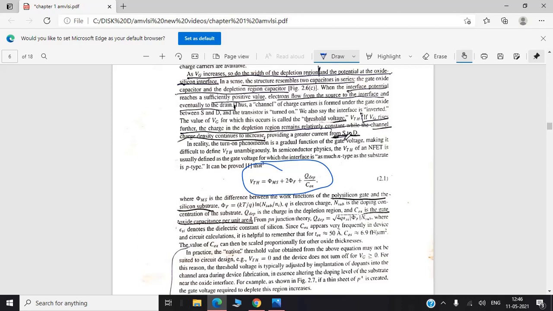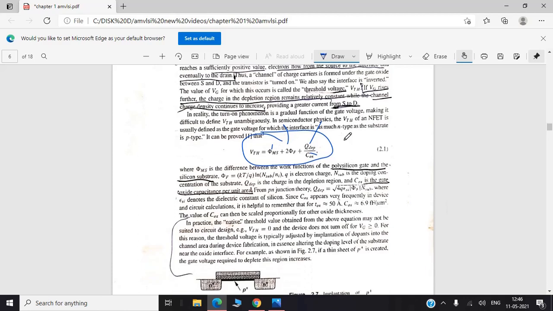If they ask you about these IV characteristics, that is the threshold voltage, first you have to write this threshold equation, draw those diagrams and explain each term. Now let's see the components. First is Q_dep. Q_dep is given by the square root of 4 q epsilon_Si phi_F times N_sub, where epsilon_Si denotes the dielectric constant of silicon. Since COX appears very frequently in device and circuit calculations, it is helpful to remember that TOX equals 50 angstroms and COX is 6.9. That you have to write.